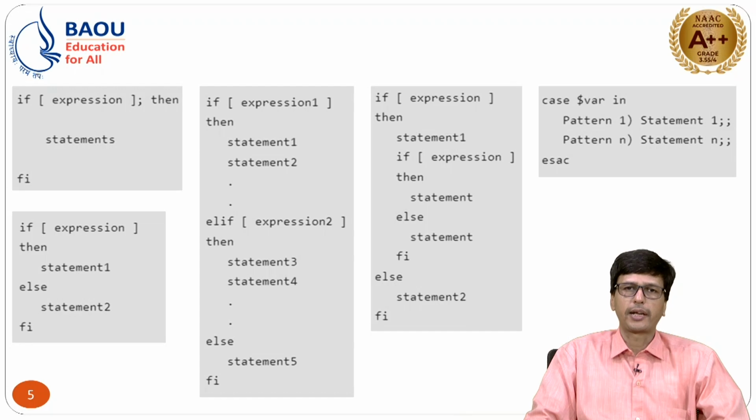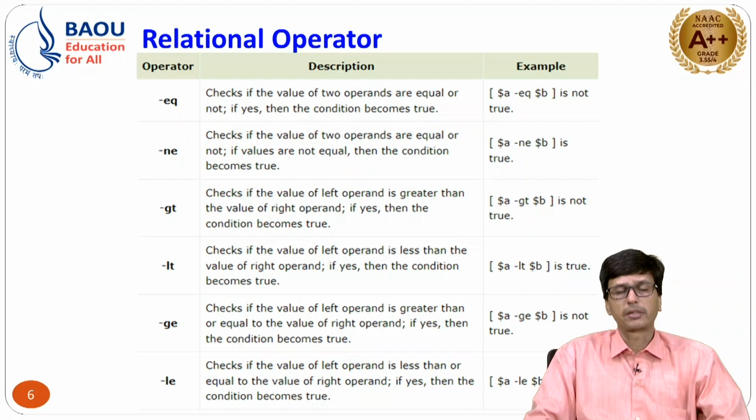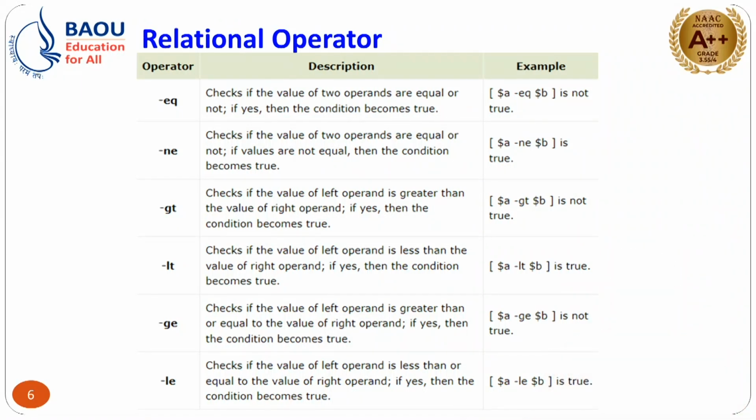So these are the basic syntax for decision making statements, right? Now, the relational operators that can be used in these decision making statements. You can observe here: eq is for equal, ne is for not equal, gt is greater than, lt is less than, ge is greater than or equal to, le is less than or equal to. So whenever you are using an if statement, a decision making statement, you can use these relational operators, right? And in the case statement, you can use a variable value that is an integer, character or string.